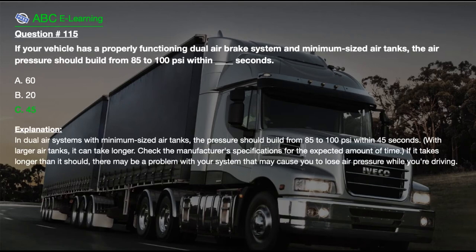The correct answer is here, C. 45. Explanation. In dual air systems with minimum sized air tanks, the pressure should build from 85 to 100 PSI within 45 seconds. With larger air tanks, it can take longer. Check the manufacturer's specifications for the expected amount of time. If it takes longer than it should, there may be a problem with your system that may cause you to lose air pressure while you're driving.